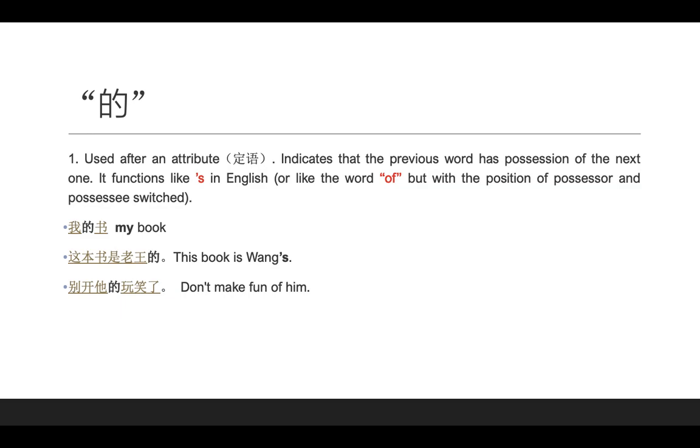这本书是老王的. This book is Wang's. 别开他的玩笑了. Don't make fun of him.